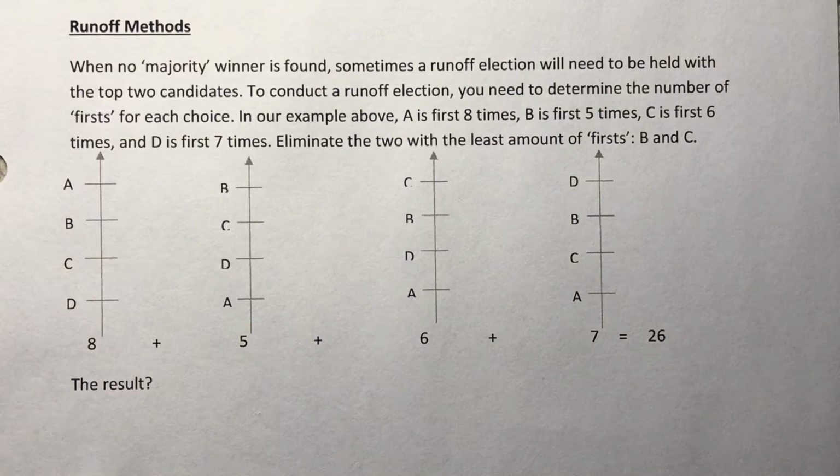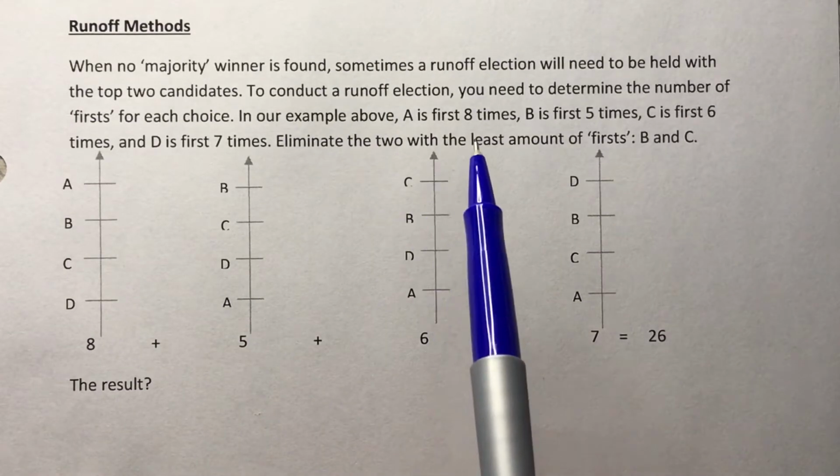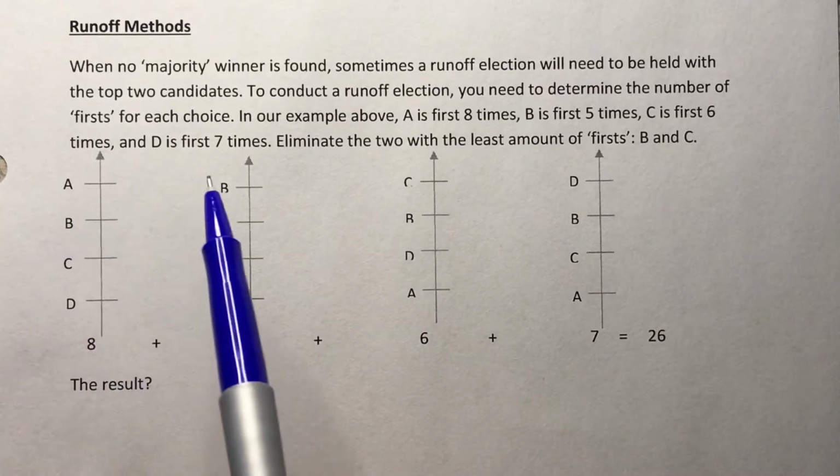In section 1.2, we are now looking at runoff methods. So we'll start with the runoff method and then we'll look at the sequential runoff method. For the runoff method, when no majority winner is found, remember majority is if someone gets first place on over half of the votes, sometimes a runoff election will need to be held with the top two candidates.